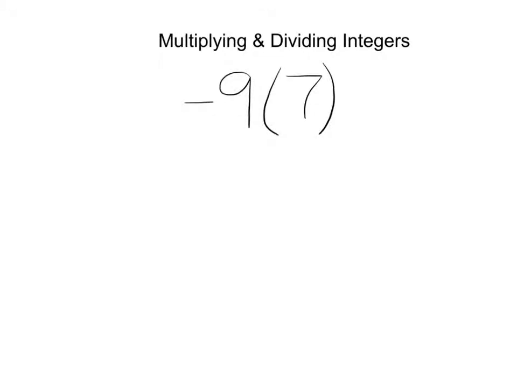Multiplying and dividing integers. We're going to talk about how exactly to do that. For example, let's say you have a problem like this, -9 times 7. Now, I hope you realize that this is multiplication. If not, let me explain why.